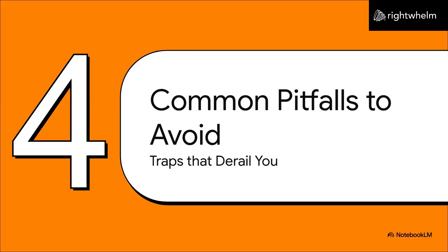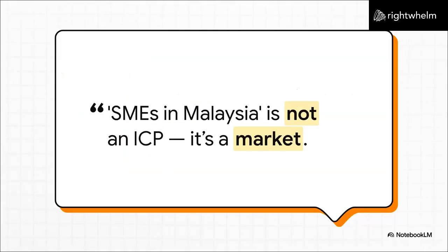Okay, so we've got the blueprint down. Now, let's talk about the common mistakes, the traps that can completely derail all your hard work, even if you think you've done everything right so far. This right here, this is the #1 mistake I see people make, being way, way too broad. SMEs in Malaysia doesn't tell you anything useful. What industry are they in? How big are they? What problems are they facing? You have to narrow it down. Remember, an ICP is all about precision. It's not about casting the widest net you possibly can.